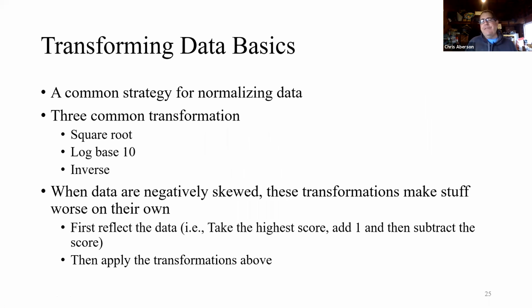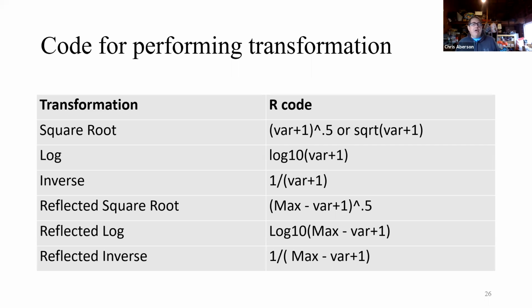When data are negatively skewed, these things will make problems worse. So what we're going to have to do is turn it around and make it a positively skewed distribution and then apply one of the transformations above. So it's a two-step process. Some of the code here you can see for performing transformations, pretty straightforward.